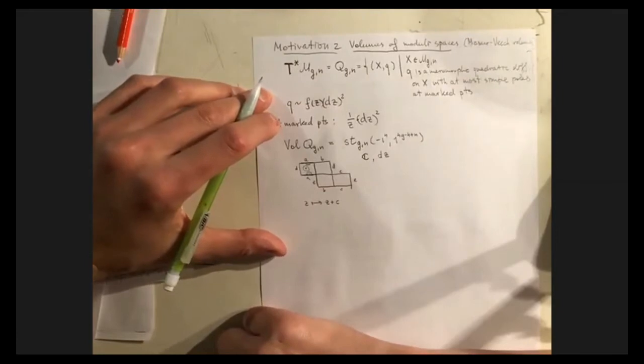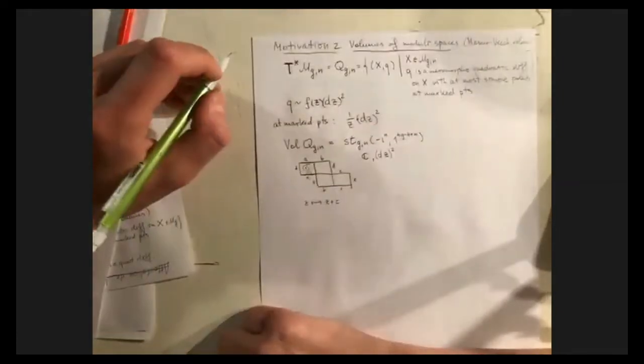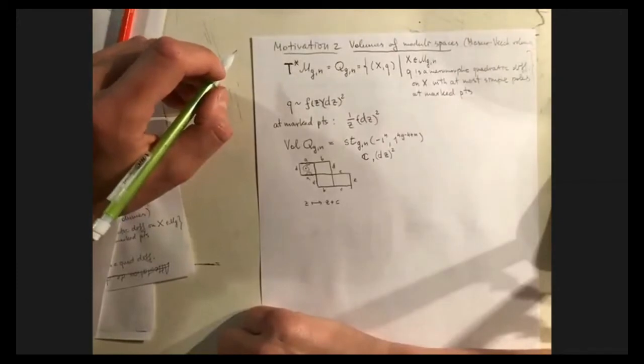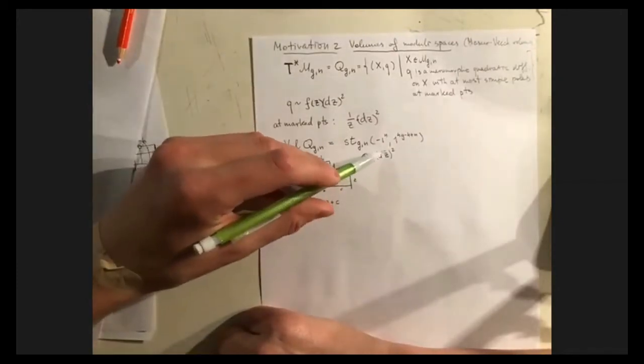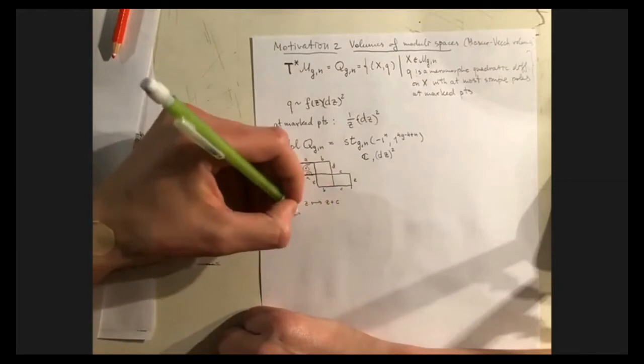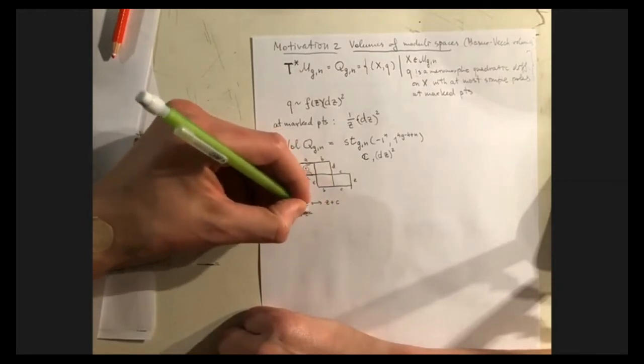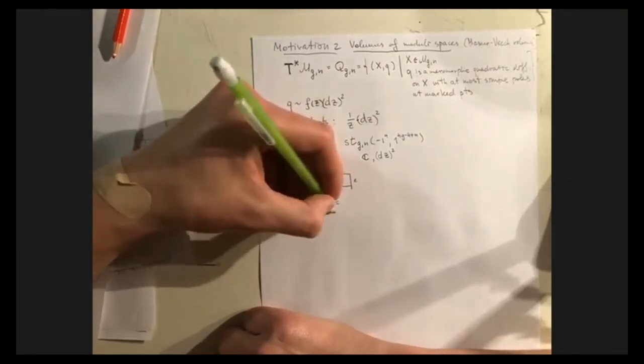But a flat piece of paper not only comes with the complex structure, it also comes with a holomorphic one-form, dz, or let's say a quadratic differential, which is dz squared. This differential dz or dz squared survives under these transition functions. So d of z plus c is equal to dz.